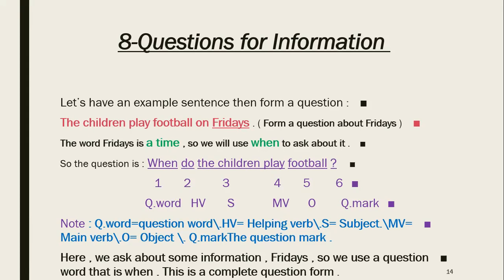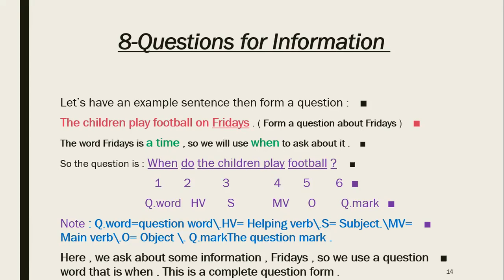So we can say, the children, this is the subject of the sentence. Play, this is the verb. This is the main verb of the sentence. The verb here has only one word, that's play. And remember, the verb is a whole part of the sentence. It may be formed by one word only with the present simple, or more than one word with all other tenses in English. And then we have football. This is a direct object, and on Friday, this is a complement of the sentence.